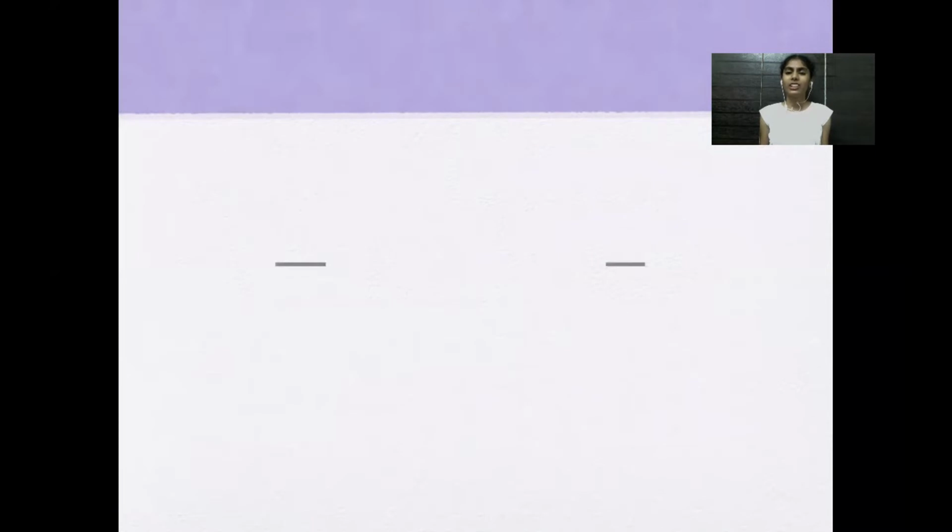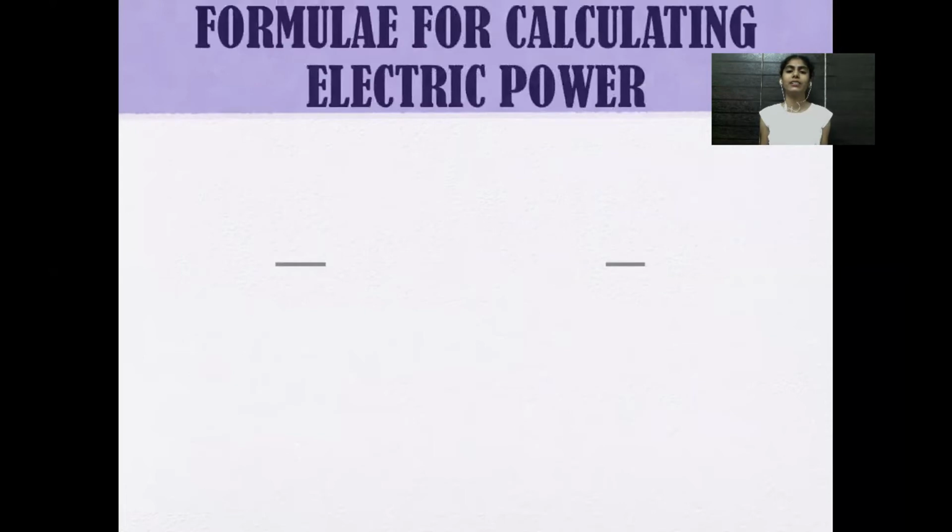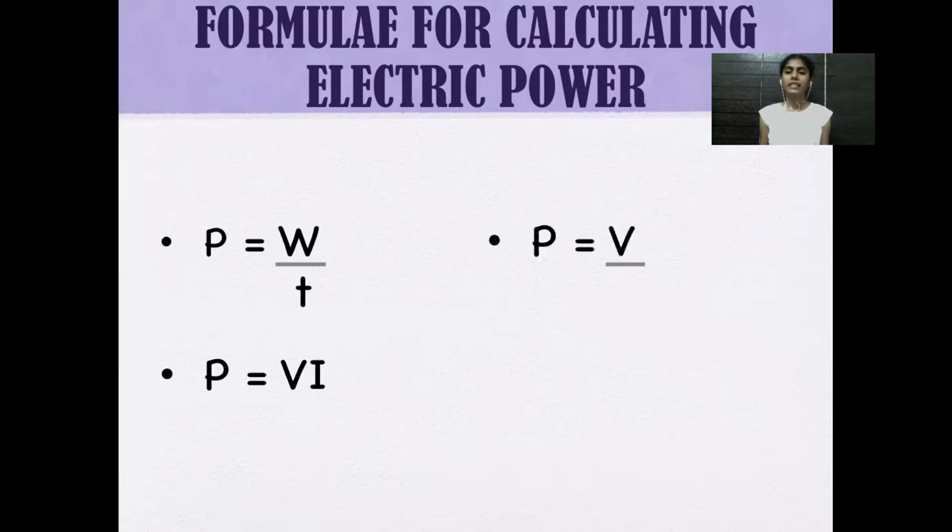Now, how to calculate electric power? Well, we have many formulae for doing that. Let's see some of them. The first formula, as we've already seen before, is power is equal to work by time. That is, P is equal to W by T. Another formula to calculate electric power is P is equal to VI. Another formula is P is equal to V squared by R. And the other formula we have is P is equal to I squared R.